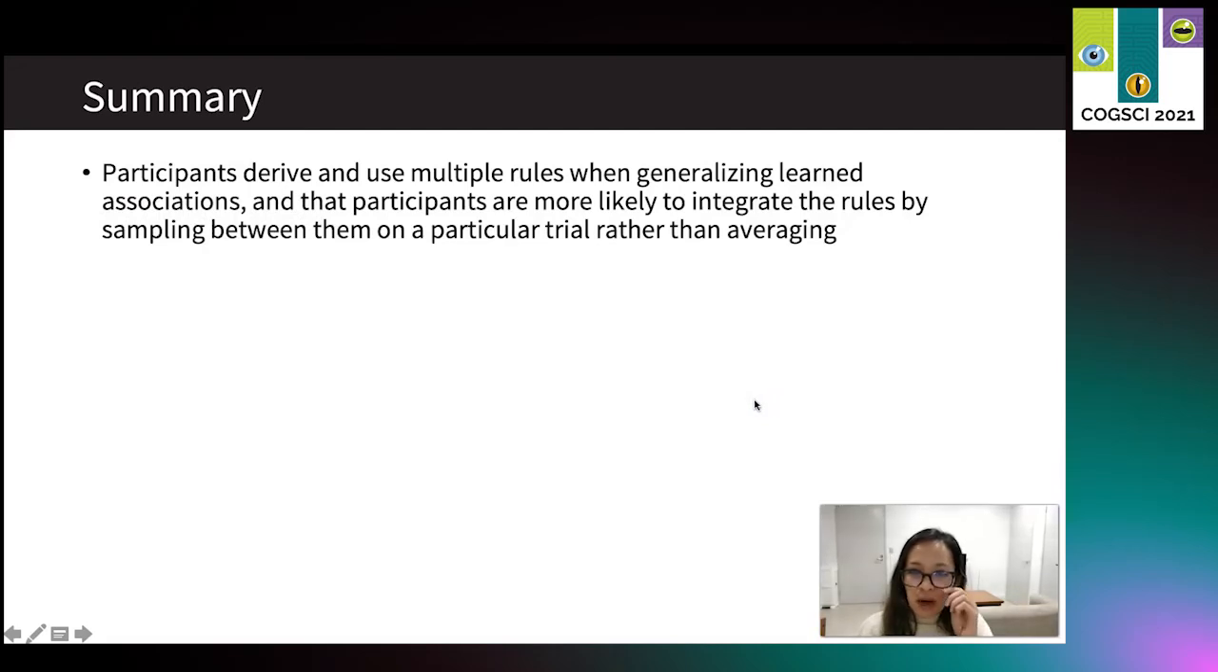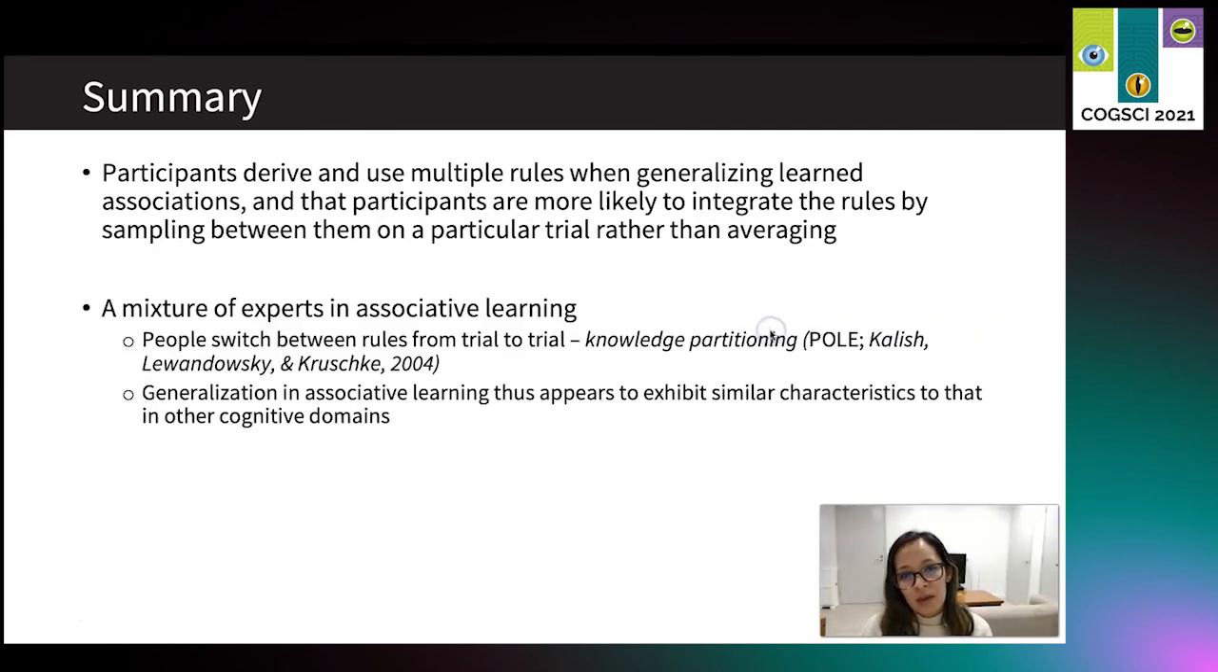Okay, so just to summarize, we've provided evidence that participants derive and use multiple rules when generalizing learned associations, and that participants are more likely to integrate the rules by sampling between them on a particular trial rather than averaging. We presented a novel mixture of experts framework in the context of an associative learning task, and what we found is that participants switch between rules from trial to trial.